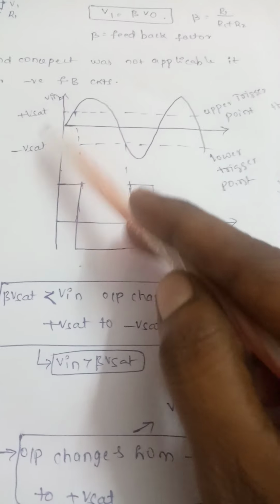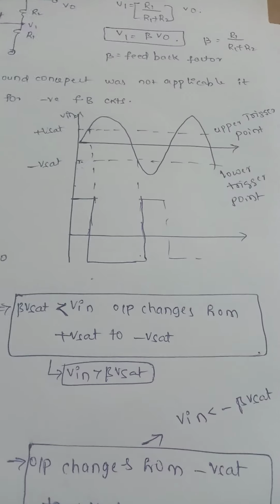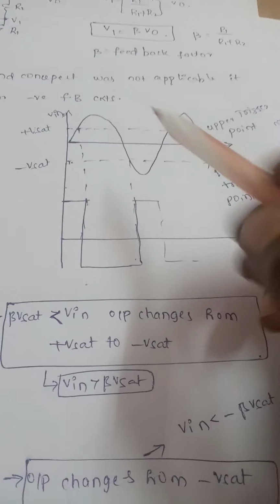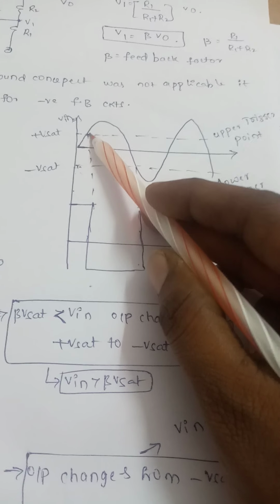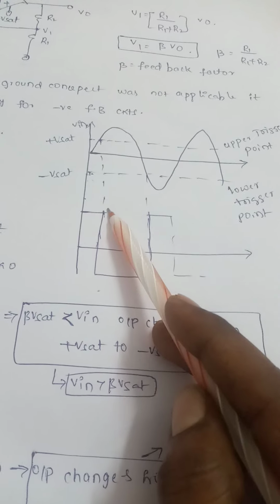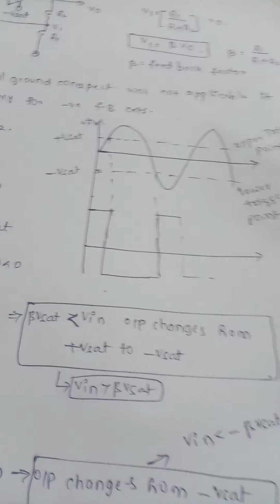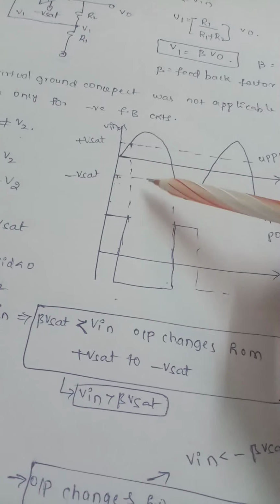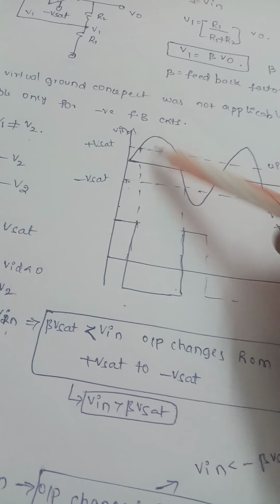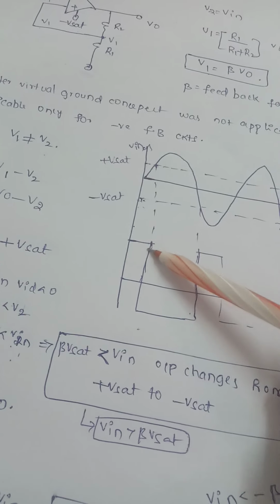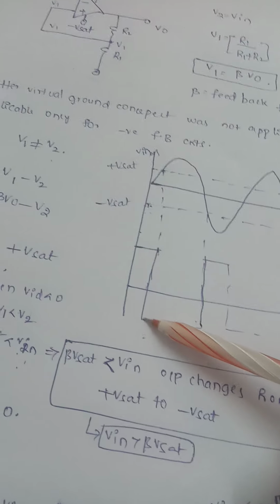So here initially this is the input for the Schmitt trigger. So here plus beta Vsat and minus beta Vsat. Plus beta Vsat can be considered as upper trigger point and minus beta Vsat can be considered as lower trigger point. Up to this point beta Vsat is more compared to Vin, means V1 is more. At that case output will be constant up to that point. Here the condition is Vin is more compared to beta Vsat. At that case output is what? Plus Vsat. The output will change from plus Vsat to minus Vsat up to this point.